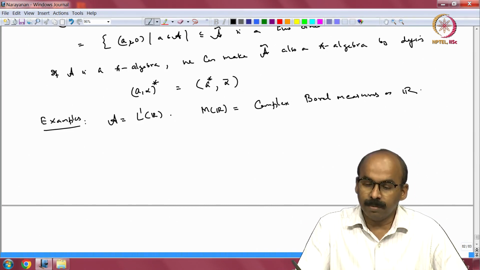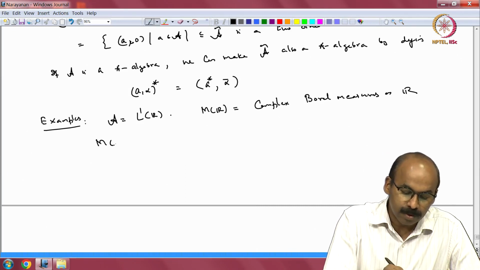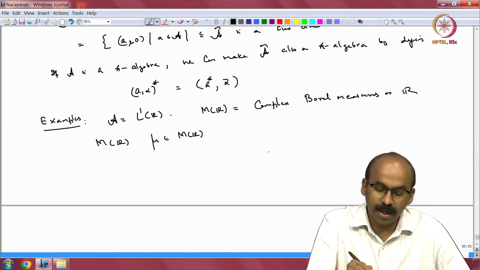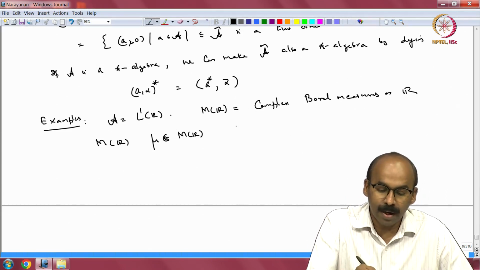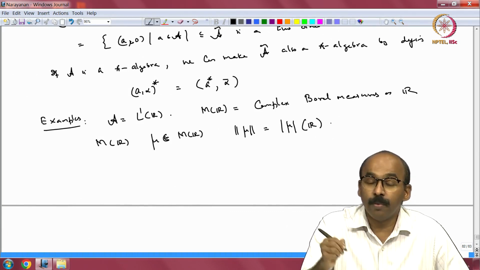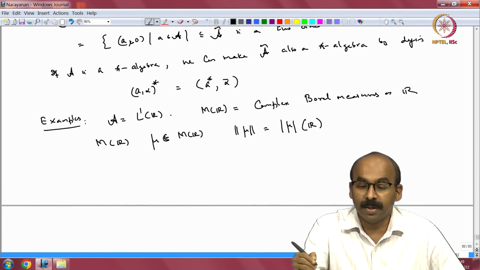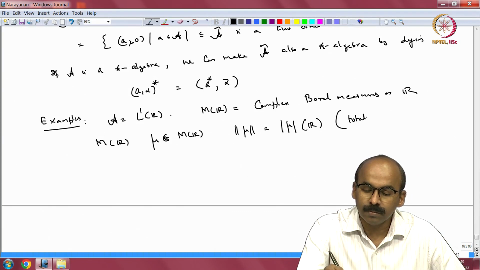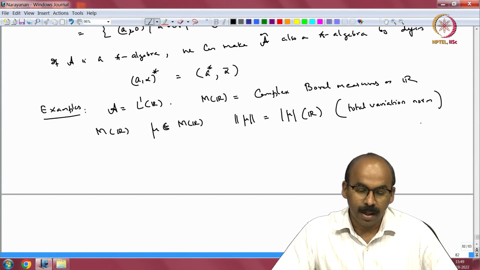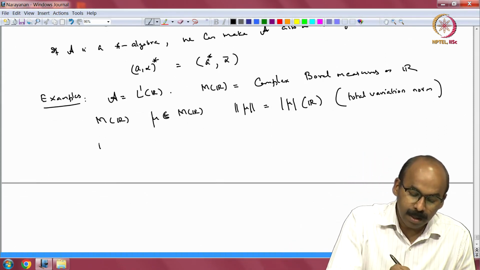So, that is a Banach algebra. M(R) first of all has a norm. If I take mu, a measure in M(R), that is a complex measure, and there is something called the total variation. The norm of mu is equal to mod mu of R. For a complex measure mu, mod mu is a finite measure on R, and this is the total measure. Mod mu is called the total variation measure, and this is the total variation norm.